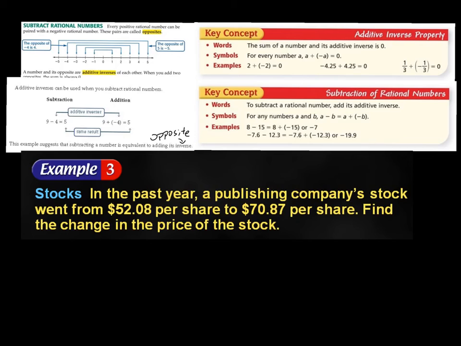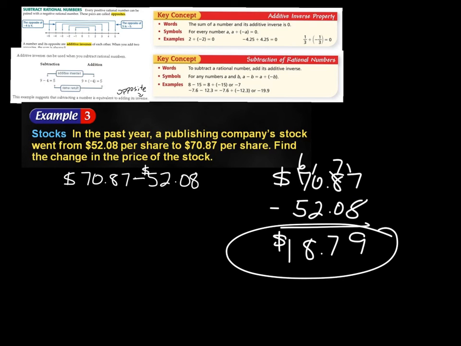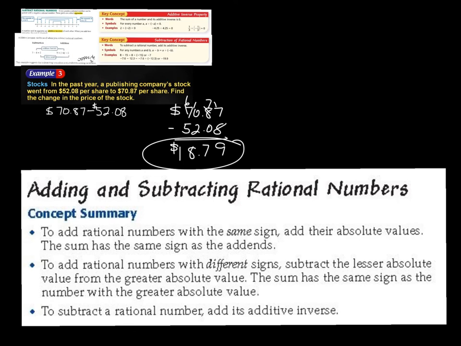In the past year, a publishing company's stock went from $52.08 per share to $70.87 per share. Find the change in the price of the stock. All we have to do is subtract the end minus the beginning. And if you want to, you could line them up to subtract. 17 minus 8 is 9. Borrow again. 10 minus 2 is 8. So I get an increase of $18.79.